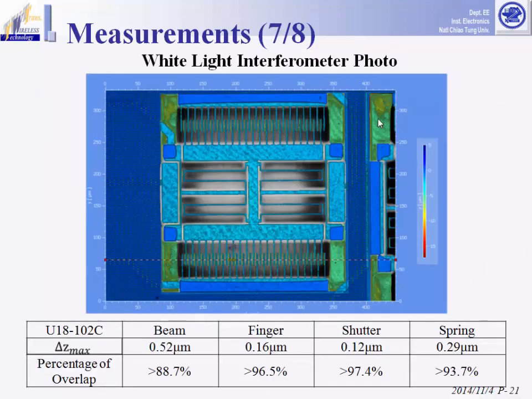And this slide shows the photograph taken by a white-light interferometer, and the table below summarizes the overlap percentage in different parts. The fingers show high overlap percentage since they were chosen as the design tool, and the CC beam shows the lowest overlap percentage as expected, since it was designed for compensating the residual stress from other parts.